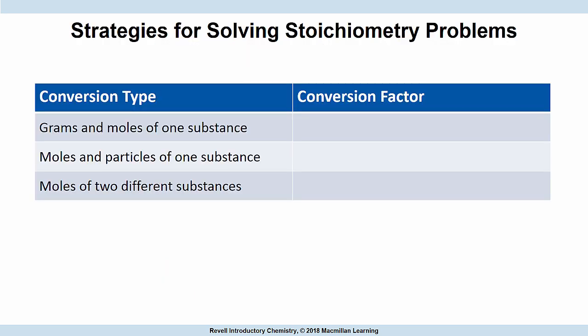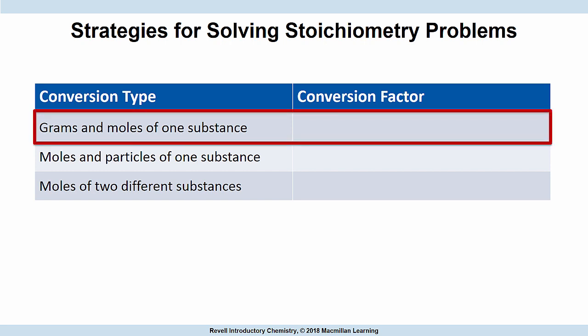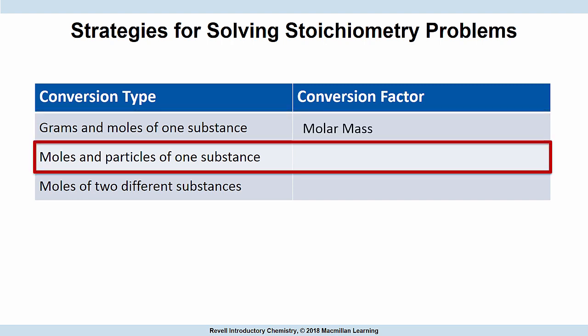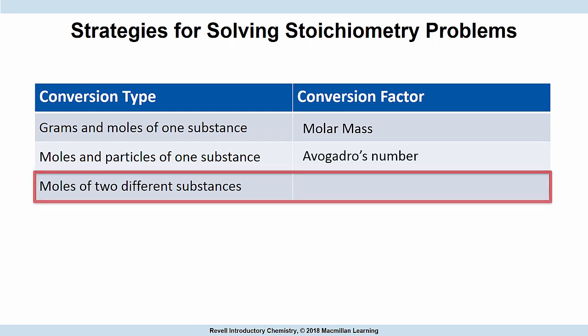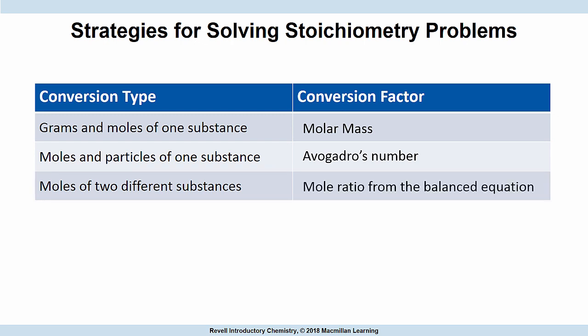For many people, stoichiometry problems can seem overwhelming. Don't worry, you can do this. The key to solving these problems is to recognize the simple patterns, then follow the patterns every time. All of the stoichiometry problems that we've done so far rely on just 3 types of conversions, each with its own conversion factor. If we need to convert between grams and moles of one substance, we use the molar mass. If we need to convert between moles and particles of one substance, we use Avogadro's number. And if we need to convert between 2 different substances, we use the mole ratio from the balanced equation.